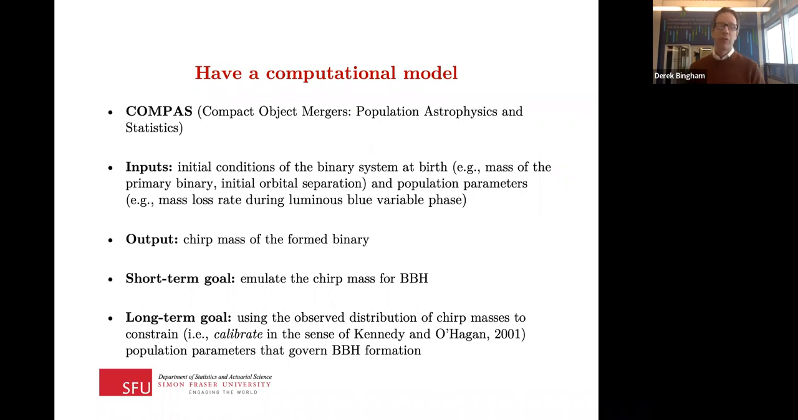And the output, well, there's a lot of outputs. We're going to focus on the chirp mass of the formed binary. The short-term goal was to emulate the chirp mass, and the long-term goal is to use the observations from LIGO and other studies to constrain or calibrate the distribution of population parameters that govern binary black hole formation.